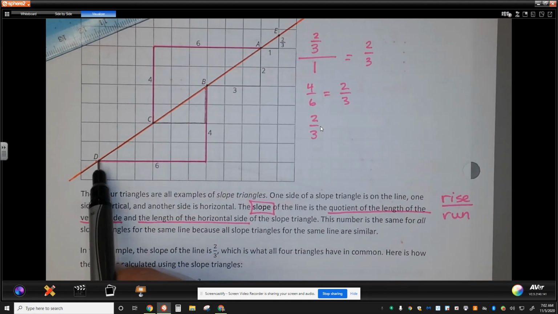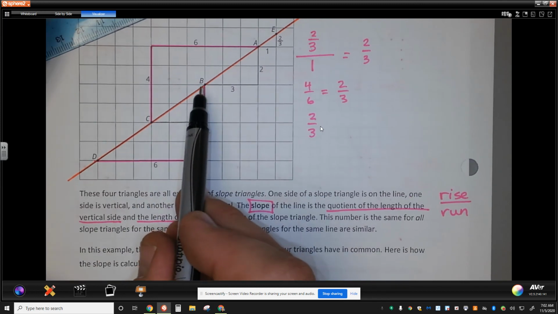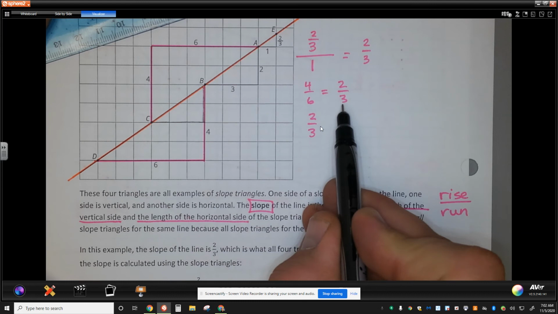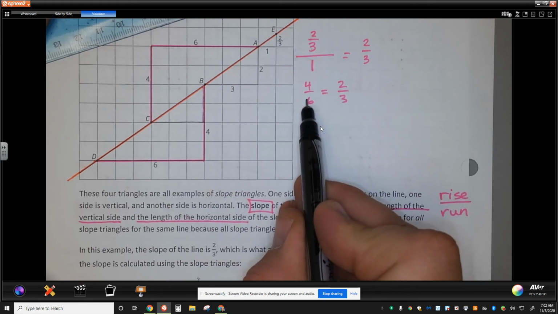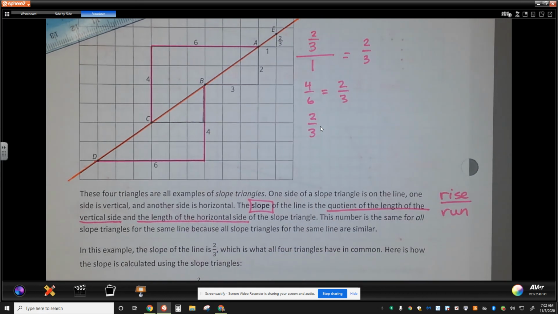The ratio that we've used from D to C and D to B can be dilated by a scale factor of 2 to go from 2/3 to 4/6, or by a scale factor of 1/2 to go from 4/6 to 2/3.